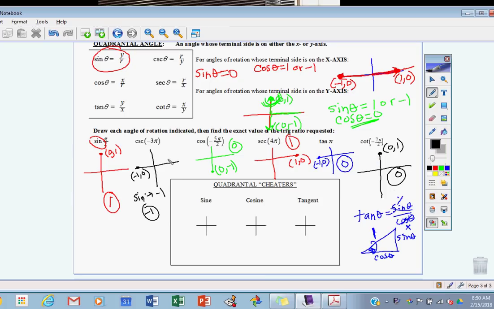Now, there weren't any right here, but I want you to know, look at this. If we were to actually ask you for tangent of this one, that would have been undefined because 1 divided by 0 is undefined. So you're going to get some that are undefined as well.